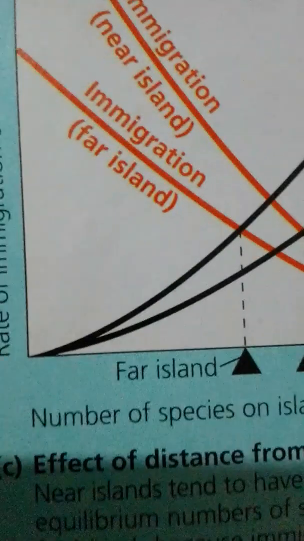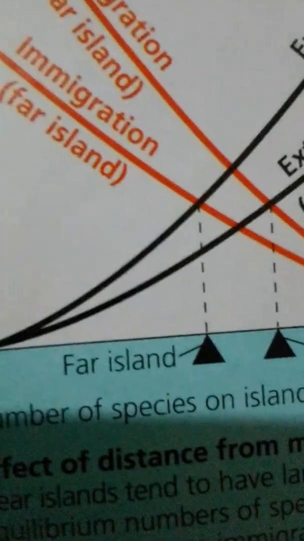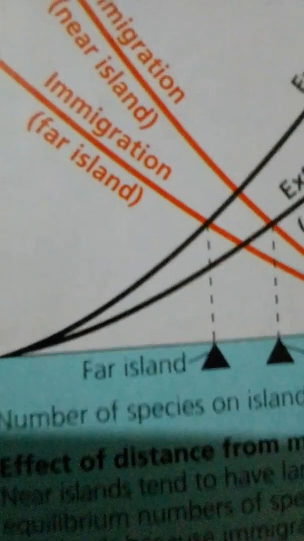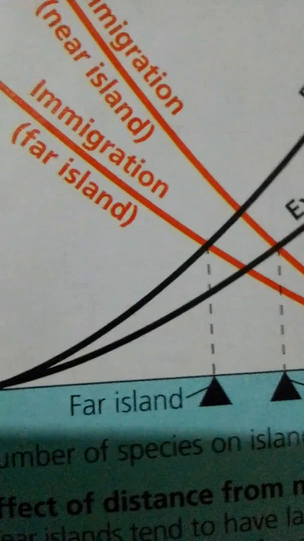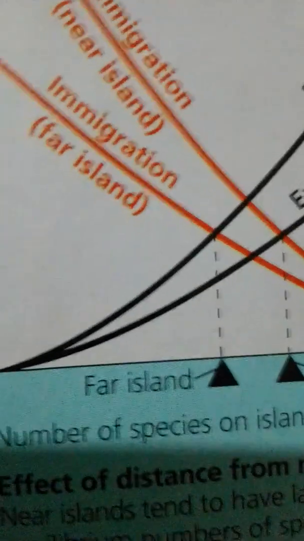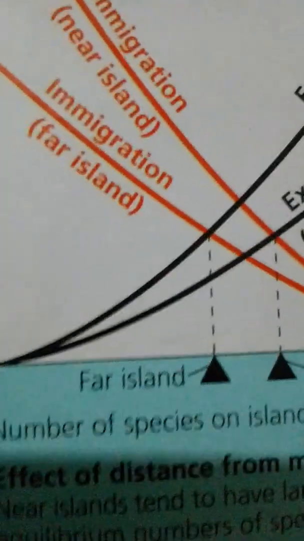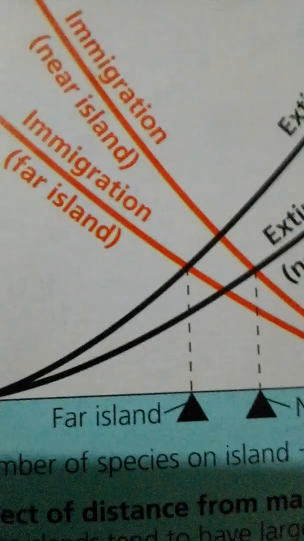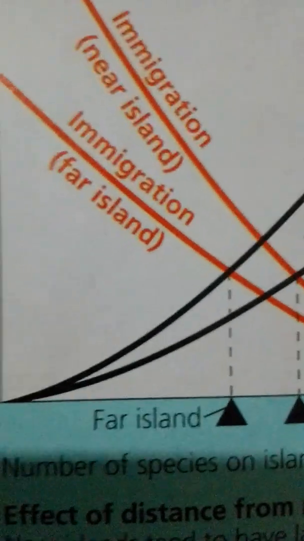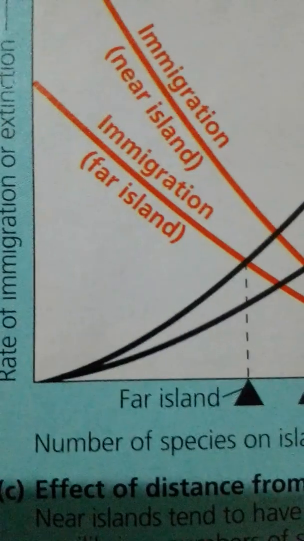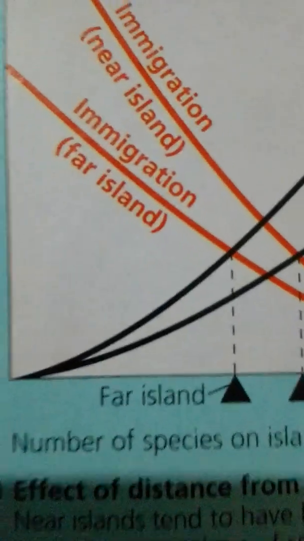Small islands generally have lower immigration rates because potential colonizers are less likely to reach a small island. For instance, birds blown out to sea by a storm are more likely to land by chance on a larger island than on a small one. Small islands also have higher extinction rates, as they generally contain fewer resources and less diverse habitats for colonizing species to partition.